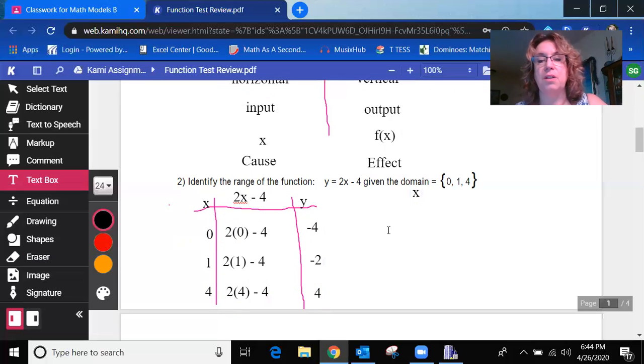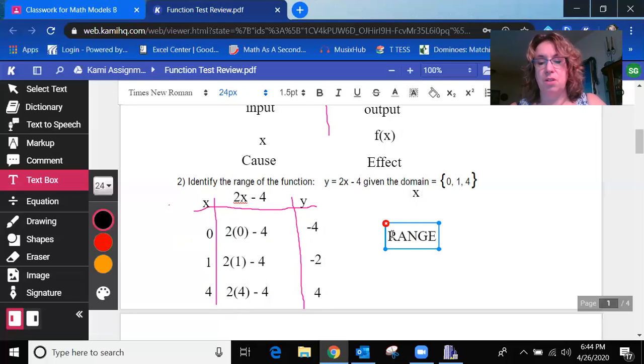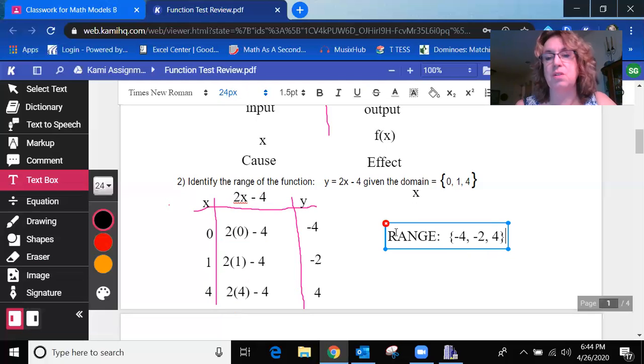So what is the range? The range is a discrete set of numbers. I've got a list of x's, I have a list of y's. Negative 4, negative 2, 4. And again, you can write those in any order. And again, I'm not using the parentheses. Those parentheses are for ordered pairs when there's an x and a y. This is not an x and a y, they're all y. So I use these wiggly ones. So that's the range. That's how you figure out the range when they give you an equation.